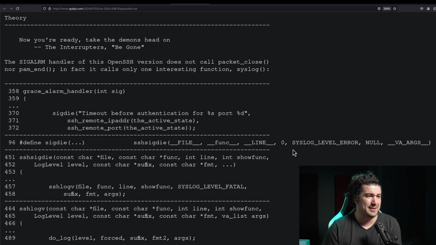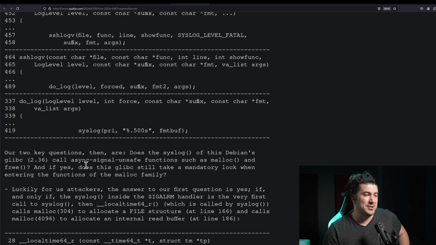All right, so we got syslog. And not syslog_r, because syslog_r is safer, whatever that means. Our two key questions then: Does the syslog of this Debian's glibc call async-signal-unsafe functions such as malloc and free? And if yes, does this glibc still take a mandatory lock when entering the functions of the malloc family? Luckily for us attackers, and unluckily for the rest of you, the answer to our first question is yes.